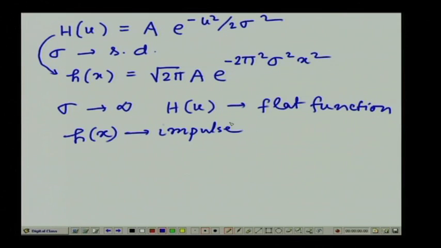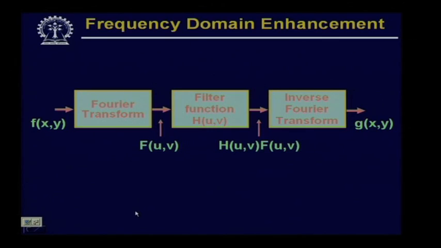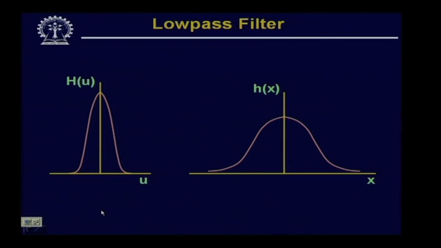So, this shows that both h u and h x are reciprocal to each other. Now, let us see what will be the nature of such low pass filter functions. Here on the left hand side, we have shown the frequency domain filter h u as a function of u, and on the right hand side, we have shown the corresponding spatial domain filter h x, which is a function of x.